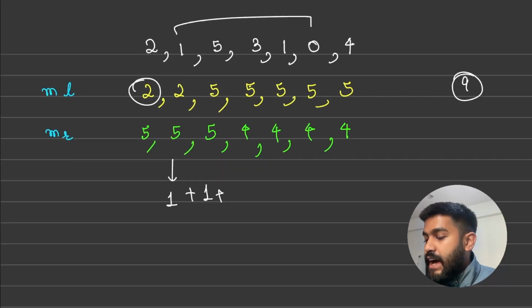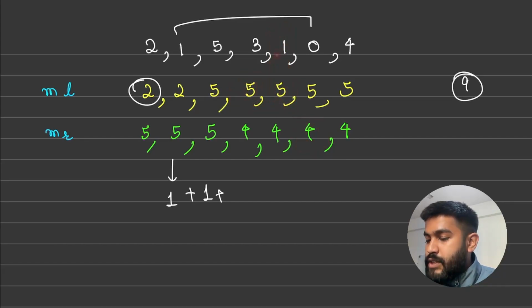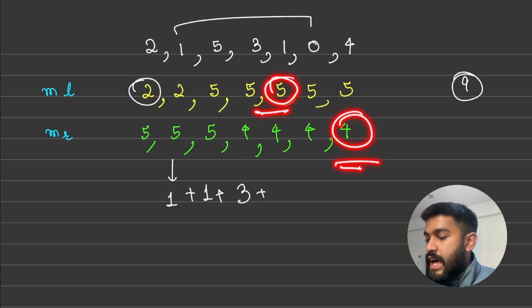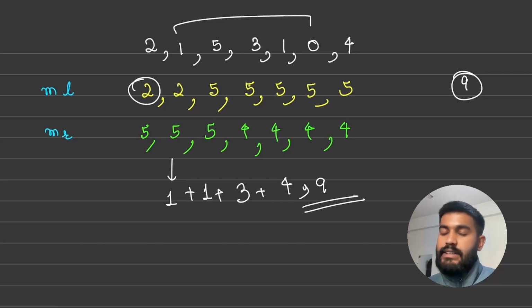Then for this element, we have 4 and 5. 4 minus 1 is equal to 3. This would contribute to the result. Then we have 0. So the maximum of the minimum of 4 and 5 is 4, and 4 minus 0 is equal to 4. So 4 plus 3 is 7, 7 plus 1 is 8, 8 plus 1 is 9 itself. So this is how we would get the value.